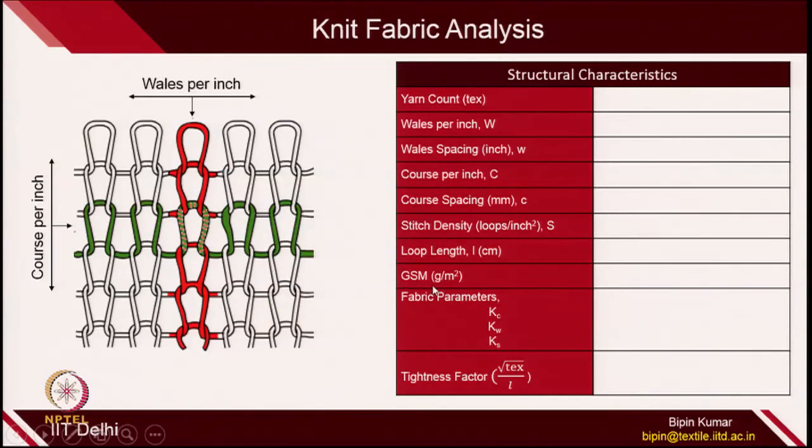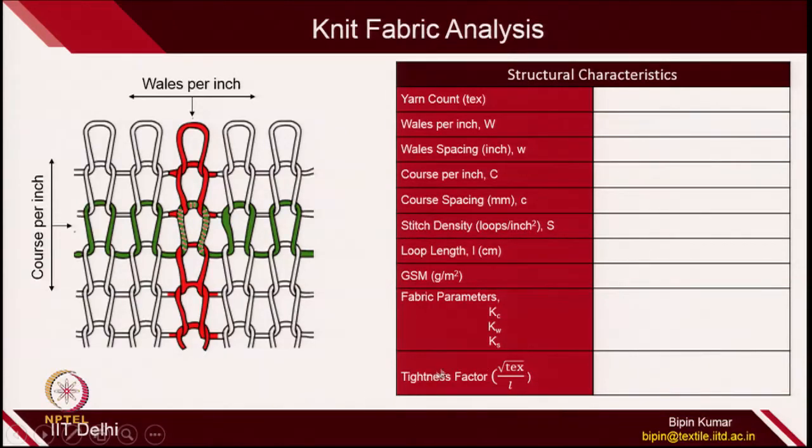GSM is the gram per meter square. It is the weight of the fabric which is expressed per meter square. So the weight of a certain area is called GSM. We express this in gram per meter square. Some of the key fabric parameters are KW, KC and KS. This I am not covering today, but probably in the third or fourth week, in the geometrical model, you will come across these fabric parameters. The tightness factor, which we define as the square root of tex divided by L.